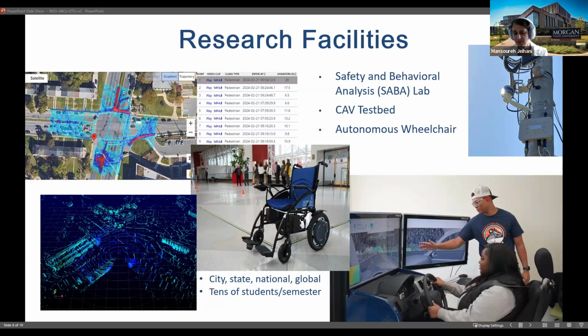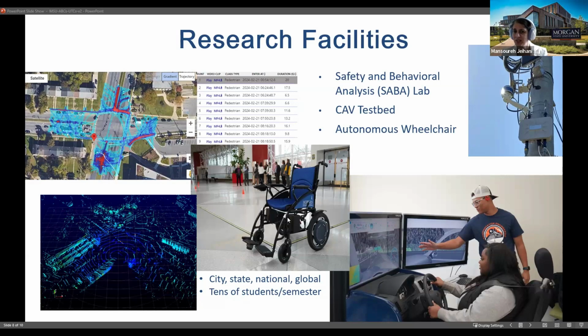Most of our research has been applied. We are trying to do research to solve some of the issues, not only in our city, but all the way to global. And we have been hiring tens of students each semester to come and work in our lab and our test bed. We have an autonomous wheelchair that we made totally in-house. We bought several powered wheelchairs, 4 or 5, and we retrofitted them to make an autonomous wheelchair.